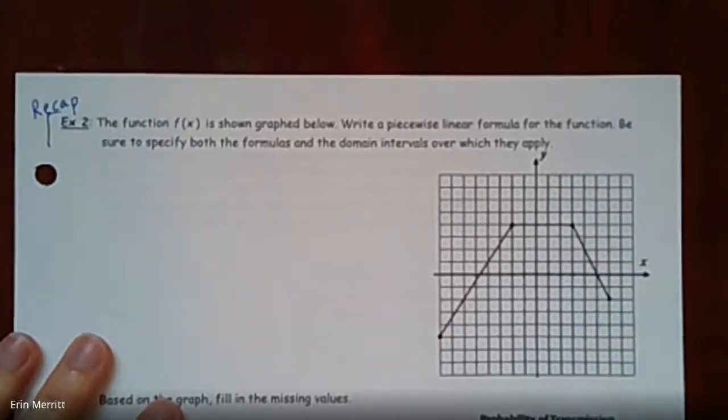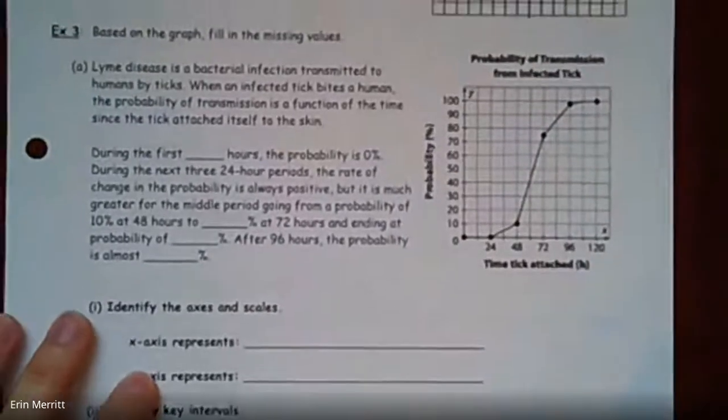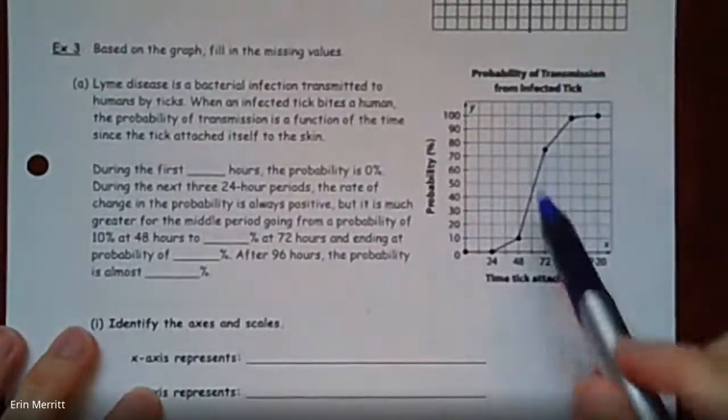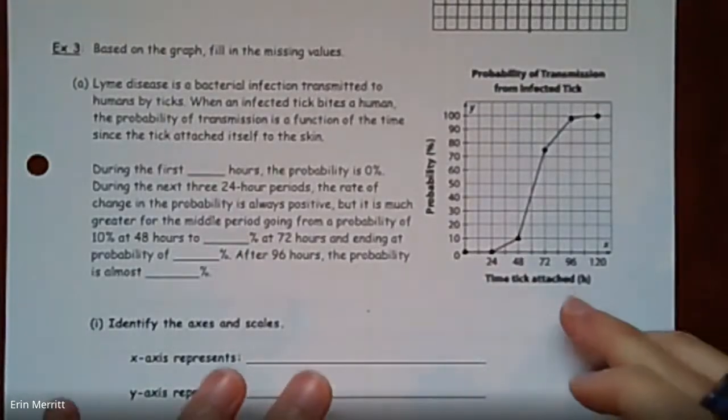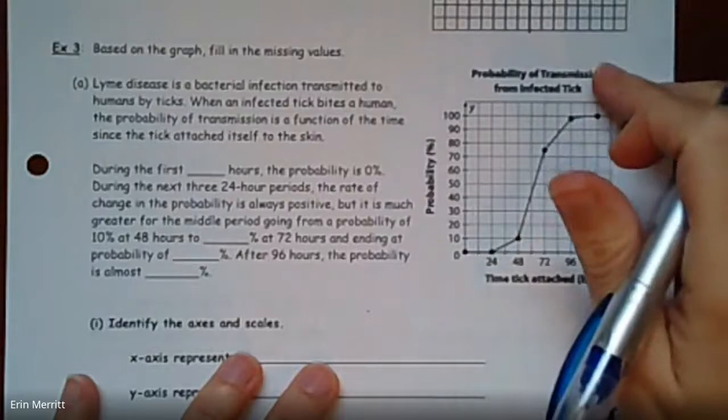The last ones that I'd like to do with you are example 3, where it gives you a word problem, and then it actually has kind of a graph to go along with it. So more in line with when we talked about the minimum wage and things like that, taking that real data and plotting it out, all right?